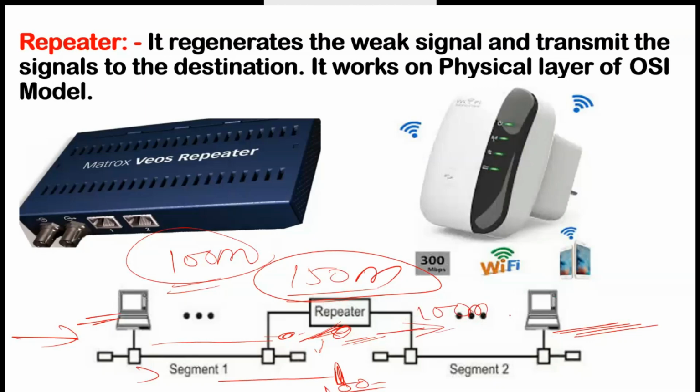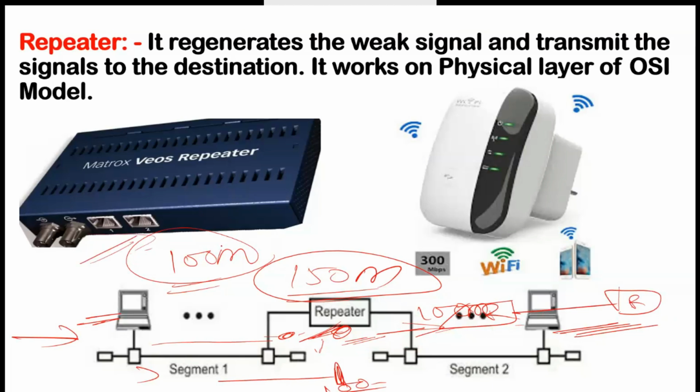And if the distance is more than 200 or 300 meter, that time you need multiple repeaters. We need some more repeaters. Okay, here we need a repeater. Again, after 100 meter, it will regenerate the signal. Again, we need one repeater, so again it will regenerate. So we can send the data using that repeater.